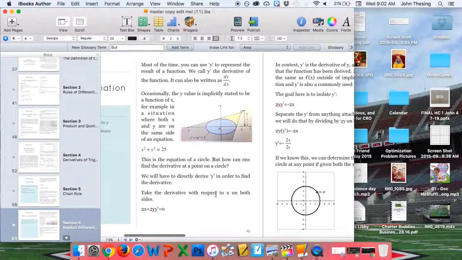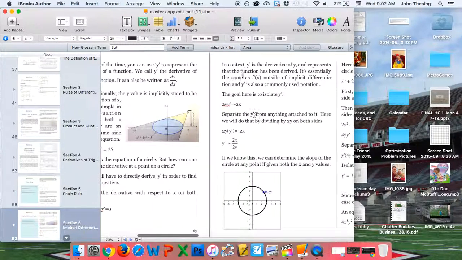Take the derivative with respect to x on both sides. Context y prime. Make that an equation right there as the derivative of, insert equation. This is the derivative of y and represents that the function has been derived. It's essentially the same as f prime. Is that f prime of x there? Yeah, make that do an insert equation on that guy too.